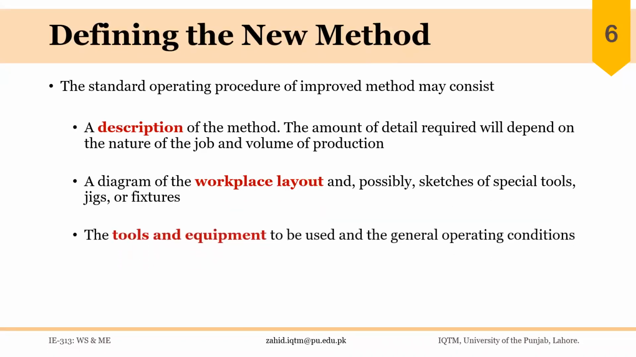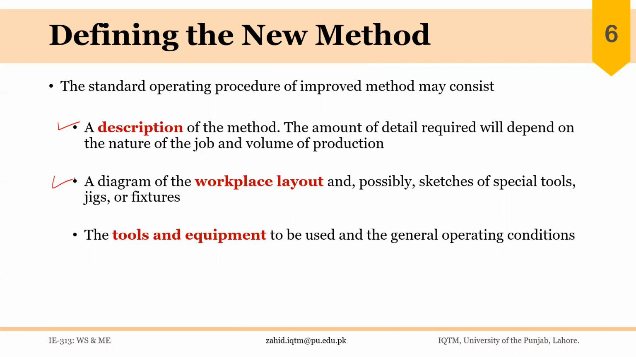So the standard operating procedure of an improved method or a newly developed method should include, first of all, a description of the method. So the description includes the steps that are required to perform the method, their sequence, and any other details that might be relevant. The amount of detail actually required will depend on the nature of the job and volume of production.